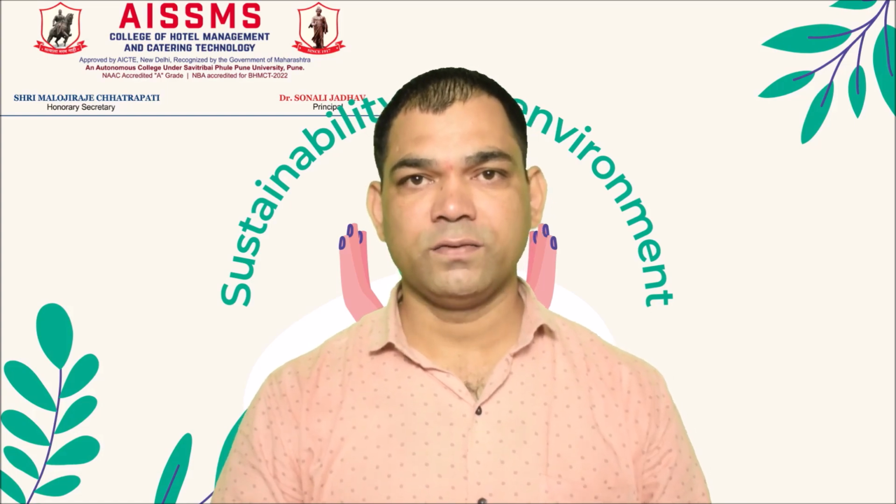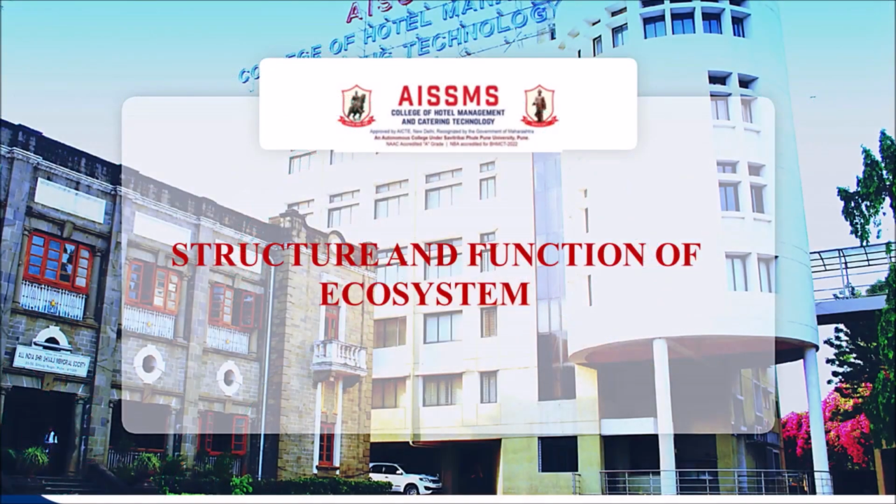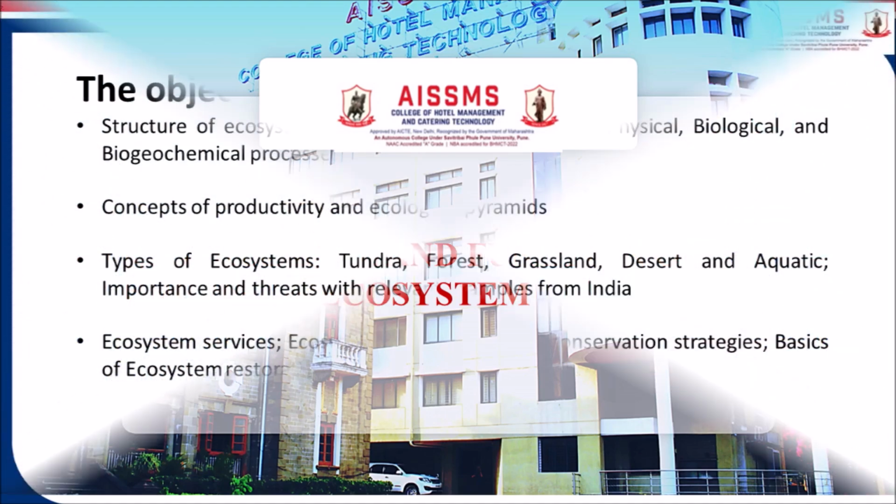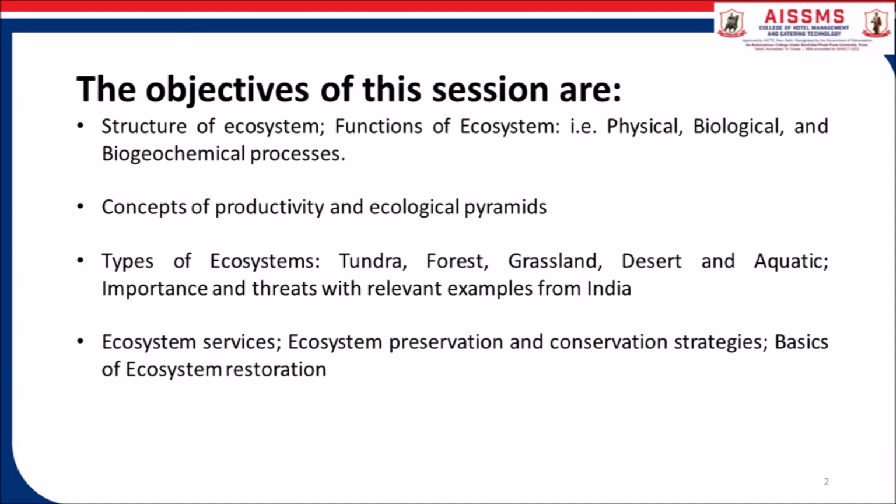Let us start with a new chapter on structure and functions of ecosystem. The objectives of this session are: the first objective, structures of ecosystem, functions of ecosystem that are physical, biological and biogeochemical processes. The second objective of this chapter is the concept of productivity, ecological pyramid.